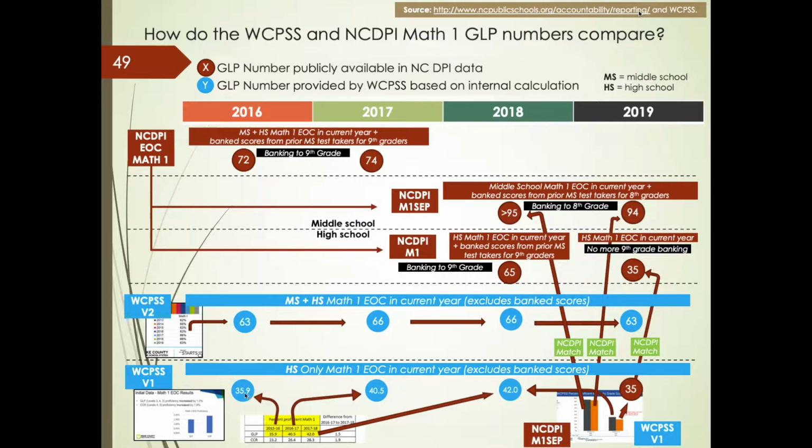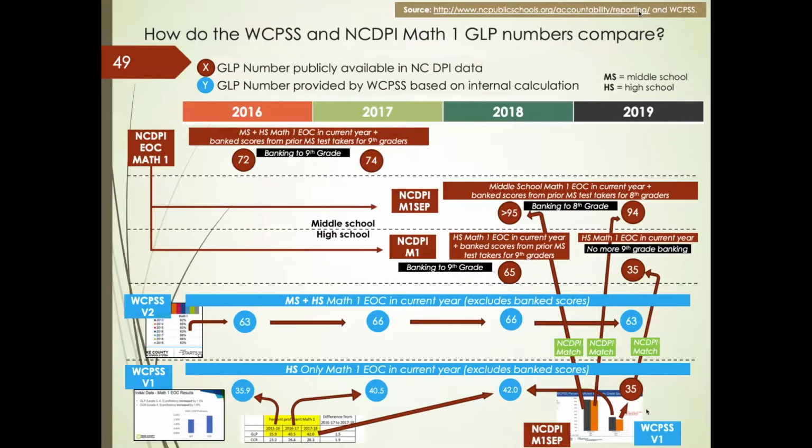And so we see a 35.9 in 16, a 40.5, and then a 42. And this is just from the excerpt from that email. So here the 40.5 to the 42, that is 1.5 difference. And that is what makes up the 1.5 on this graph. Again, this is GLP only. This whole chart is GLP, grade level proficiency. So here we are, 2018, we're at 42.